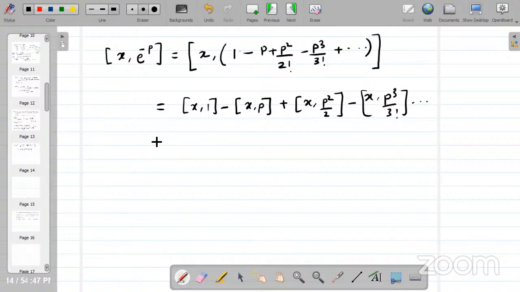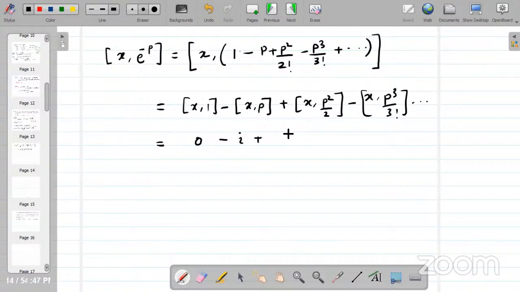So what is [x, 1]? The commutator of an operator with a number is always 0. Minus or identity operator. Here I mean it's the identity operator, right? I minus. What is [x, p]? It is I. They mentioned clearly it is I.